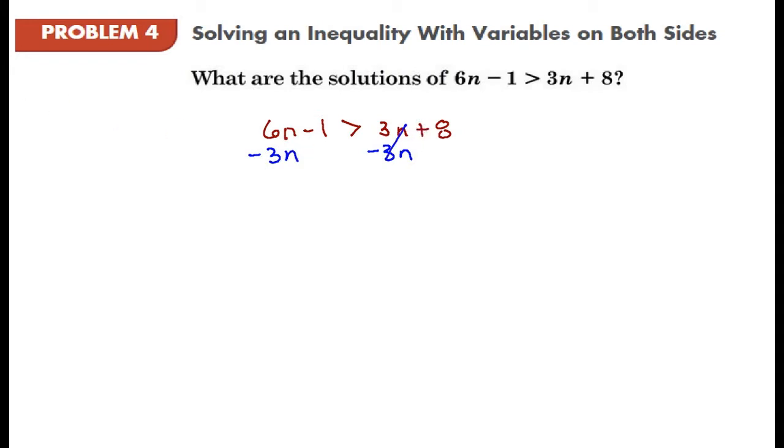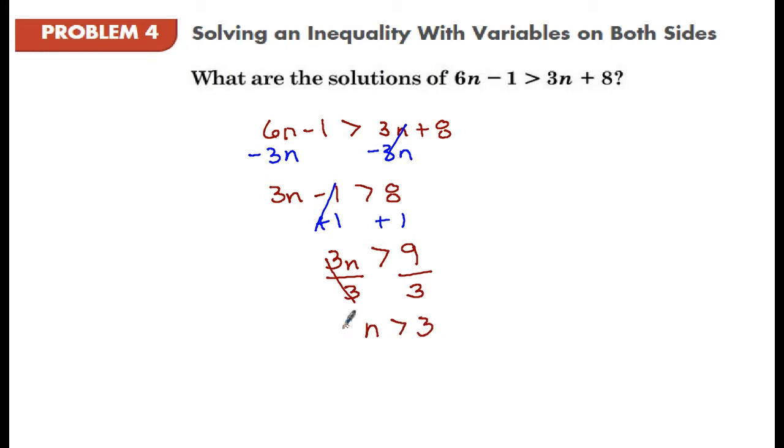And I'm going to get 3n minus 1 is greater than 8. Okay, now we want to move the 1, so we want to add 1 on both sides. And we have 3n is going to be greater than 9. Last step is to divide by 3. It is a positive 3, so we don't change our sign. So n is going to be greater than 3. And that would be our answer. Okay? Let's move on to the last problem.